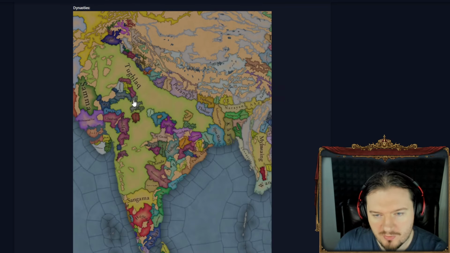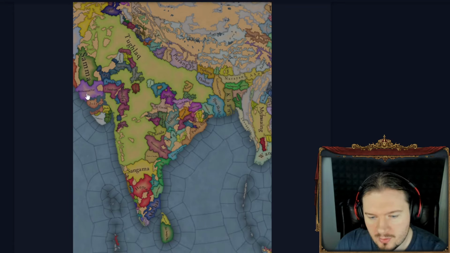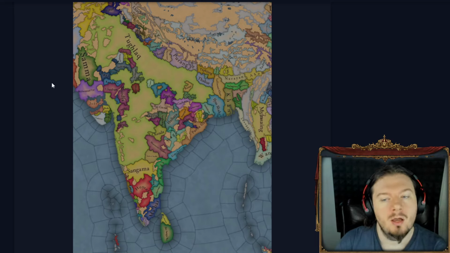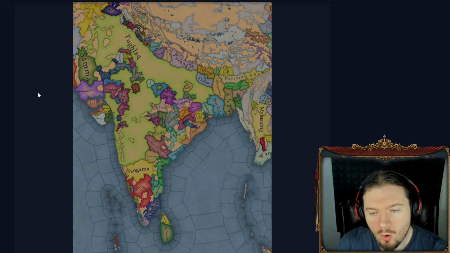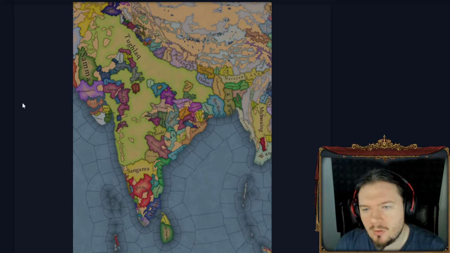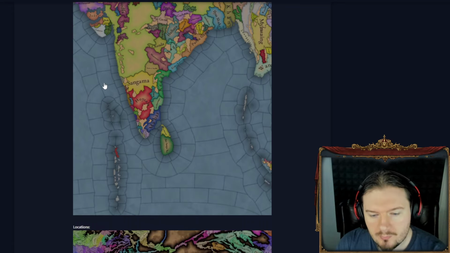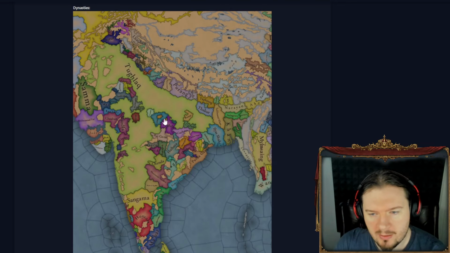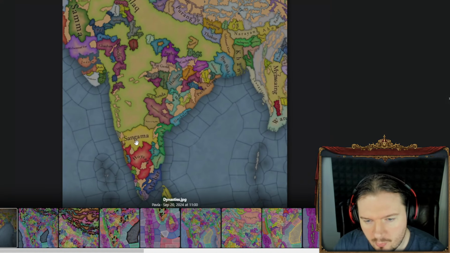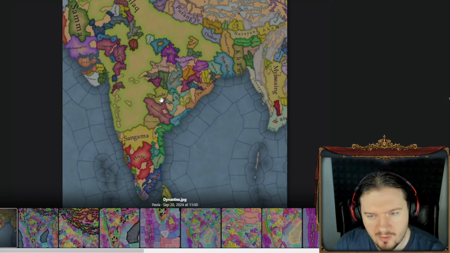On to dynasties. Obviously, we have the Tughlaq dynasty, which is spread all throughout the Delhi Sultanate, obviously. But then we have all of these other ones. I don't know how many of these are set in stone, or if they are dynamically created. I am not sure. I do not know. And no comments are being made about it. But we've got the Sangama, we've got Chanda. I'm pretty sure Chanda is a real one. I vaguely remember that being a thing.